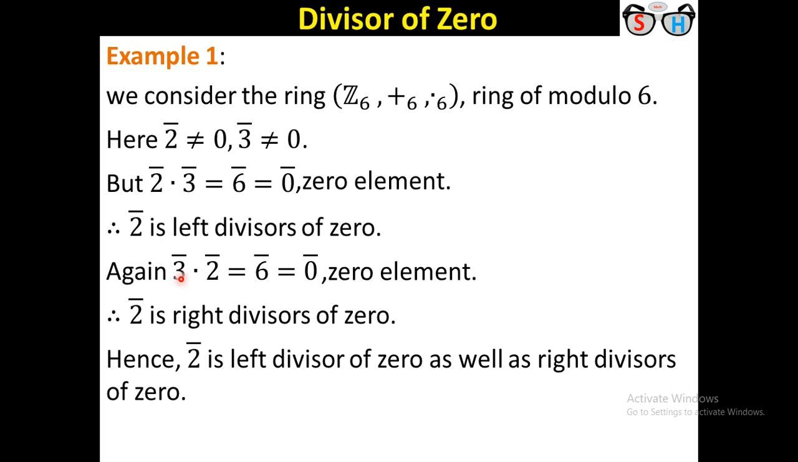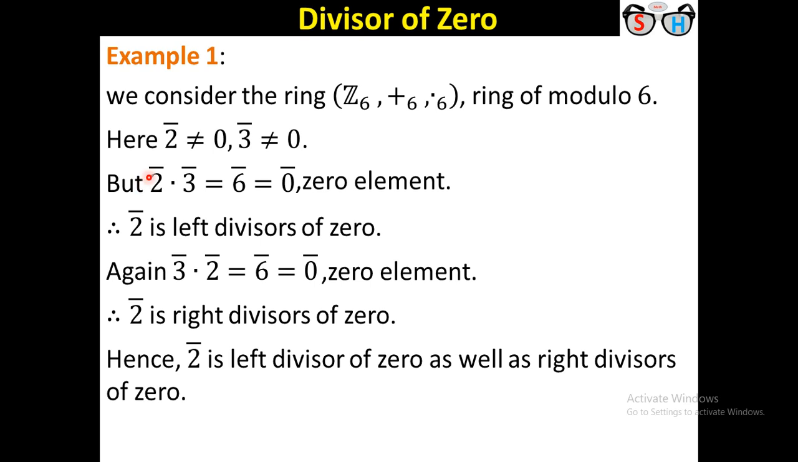Here 3 bar is multiplied on the right side of 2 bar, and 3 bar is also multiplied on the left side of 2 bar. Here B and C are equal, in the products A dot B and C dot A, because the ring is commutative. Now I will give another example, example 3.